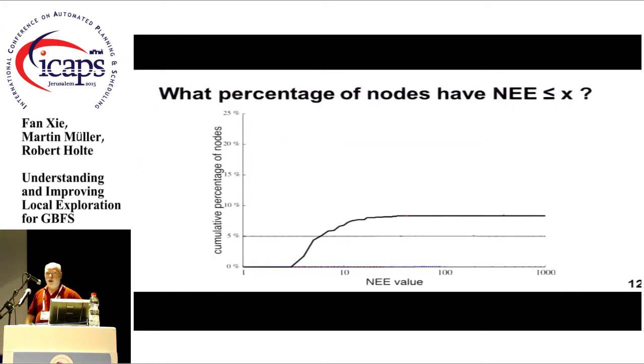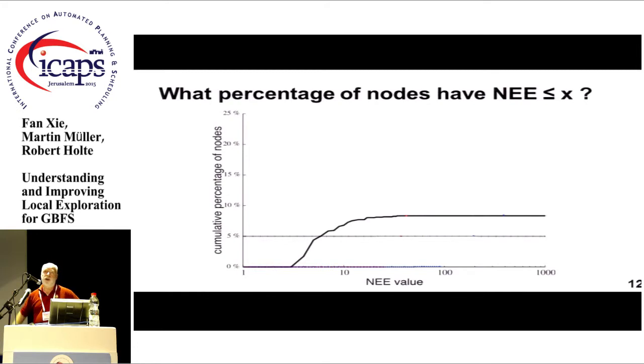I'm now going to show you a different kind of plot, just in case you're curious about how things happen. If you plot NEE on the x-axis, and ask what percentage of the nodes have an NEE value less than or equal to an x value, you get a curve that ultimately goes up to 1.0, but we didn't look that far because we cut things off checking for 1,000. Last time we saw that about 7% of them had an NEE value of 10 or less, so on this plot, at x equals 10, it would be up around 7%.